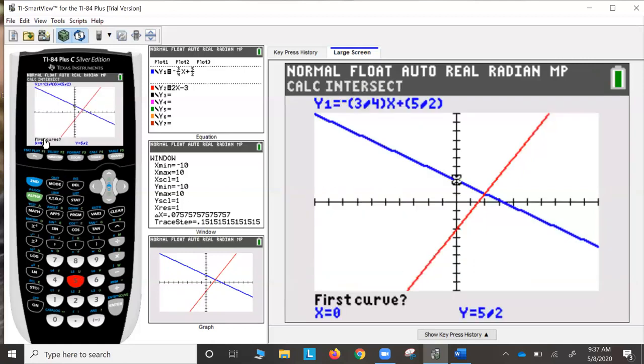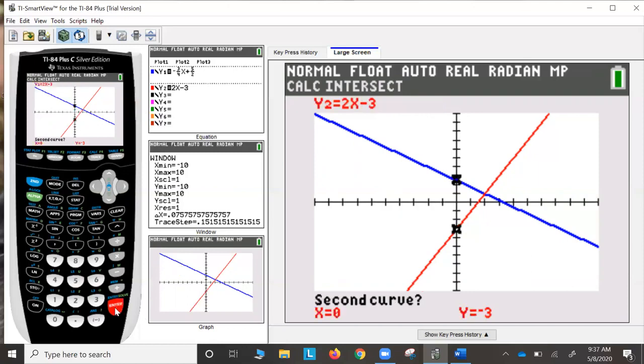Now, the first thing it's going to ask is first curve. They call any shape a curve. If I had a parabola, they would call it a curve. This is a line, they call it a curve. But what they're really just asking is, is the cursor blinking on the first line? And it is, and remember our first line is our blue line. Our second line is our red line. So yes, we are on our first curve, and it always will be, so you won't have to move it.